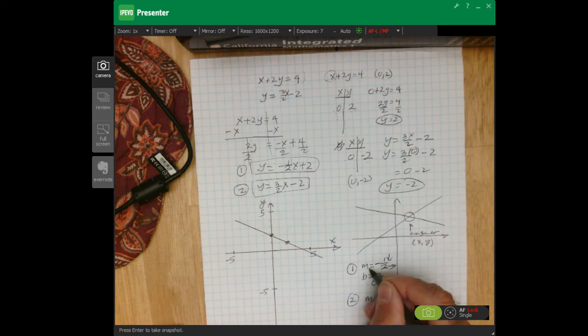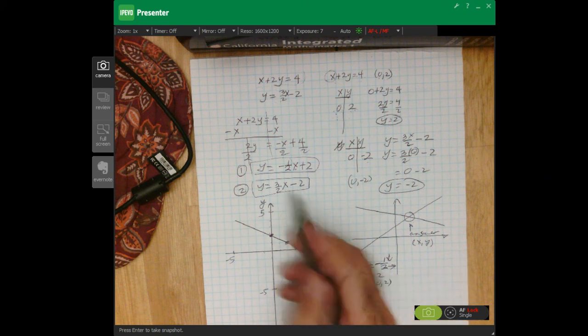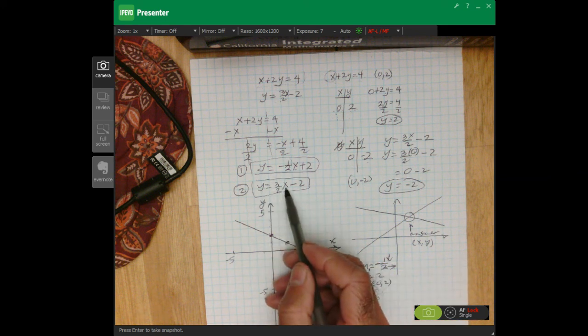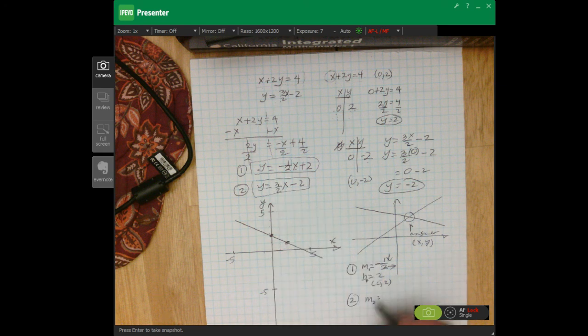Now the second one, and you could identify these if you want with a little 1. So the slope of the first one, y-intercept of the first one. Here we have the slope of the second one. This is our x. We look for the coefficient of x. It's 3 over 2. Both of these are positive, so that's going to be rise is 3, run is 2.